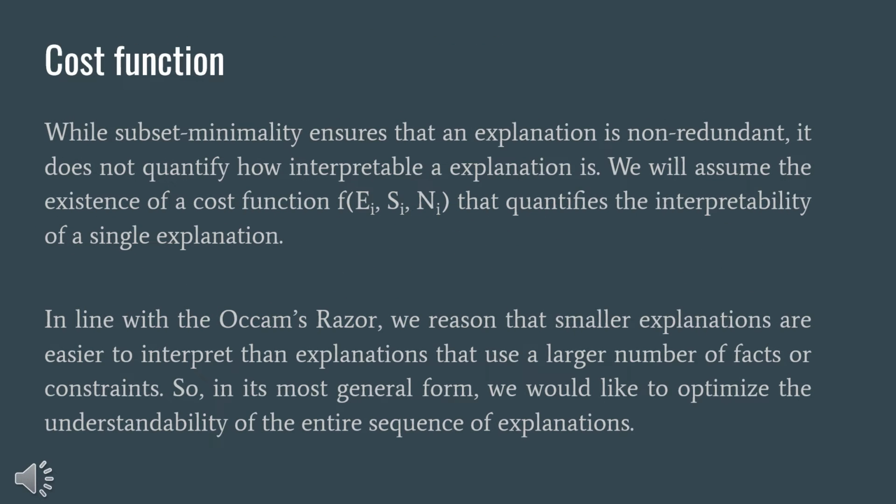In line with Occam's razor, we reason that smaller explanations are easier to interpret than explanations that use a large number of facts or constraints. Now, the subset minimality of an explanation ensures that the explanation is non-redundant, but it does not quantify how interpretable the explanation is. To quantify the interpretability, we introduce a cost function of explanation. An example of a cost function can be the weighted sum of the cardinality of the sets Ei, Si and Ni.